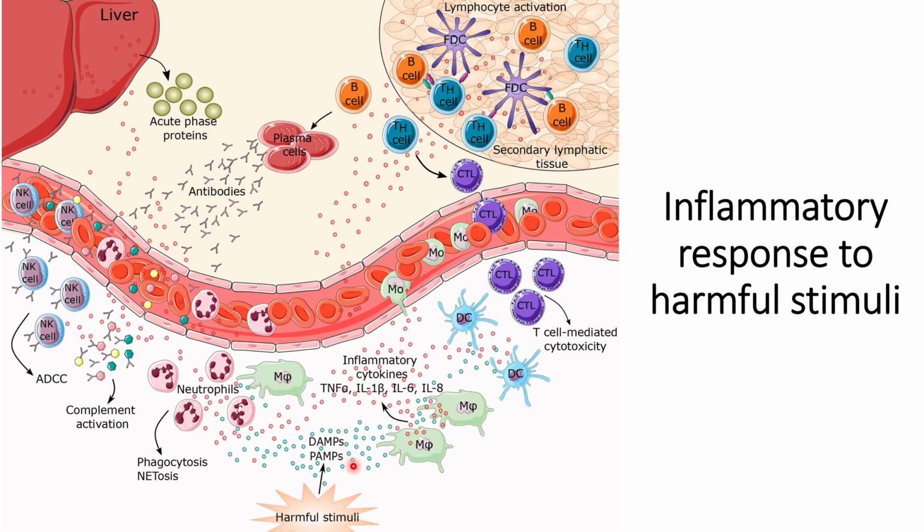So this is how the inflammatory response might occur against the harmful stimulus. To summarize, phagocytosis and NETosis are part of the innate immune response, and ADCC, complement activation and T cell mediated cytotoxicity are part of the adaptive immune response that is specific towards the antigens that are received from the DAMPs and PAMPs.